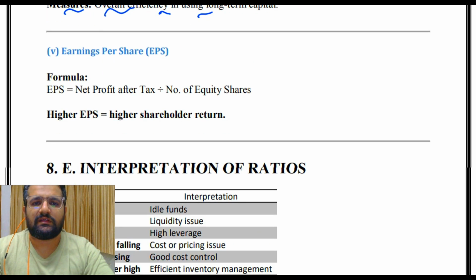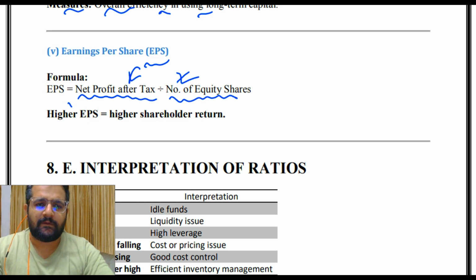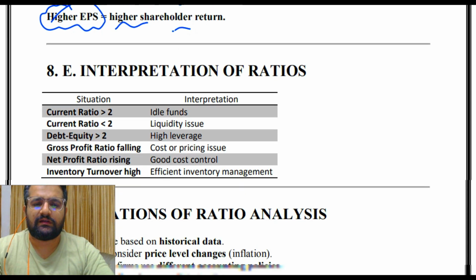Earnings per share, that is your EPS. Formula: EPS is equal to net profit after tax divided by number of equity shares. Okay, net profit after tax divided by number of equity shares. And what if it's higher? So higher EPS is higher shareholder return, the higher it is, the higher the shareholder's return will be.